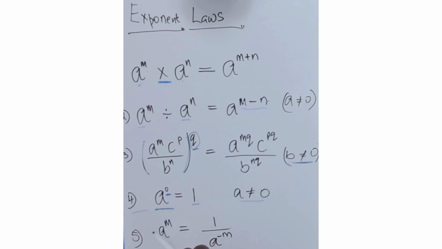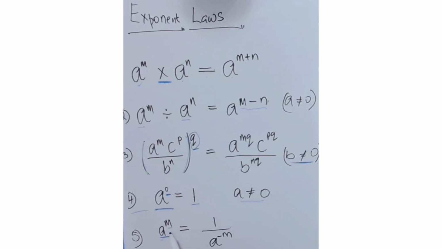The other law, which is the last one, says that the base a exponent m, this is an a exponent m, is equal to, or can be written as, 1 divided by a to the power negative m. So a to the power m can be converted into 1 divided by a negative m.